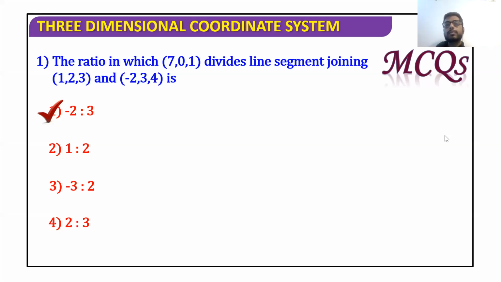Just remember the formula. The formula is x1 minus x upon x minus x2. x1 in this case is 1, x is 7, and x2 is -2. Even if you consider y coordinates, y1 is 2, y is 0, and y2 is 3. So y1 minus y, that's 2 minus 0, which is 2, divided by y minus y2, that is 0 minus 3, which is -3. So the answer is 2 upon -3, which is nothing but minus of 2 by 3. So the ratio is going to be constant even if you consider x coordinates, y coordinates, or z coordinates.